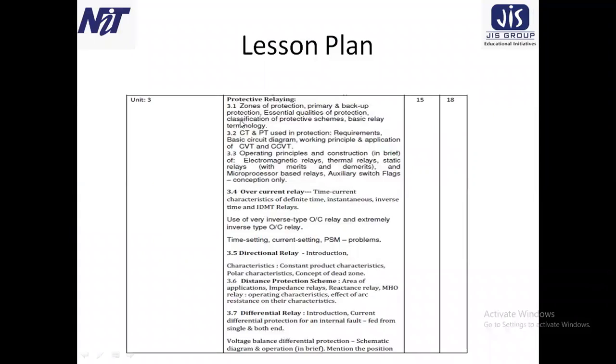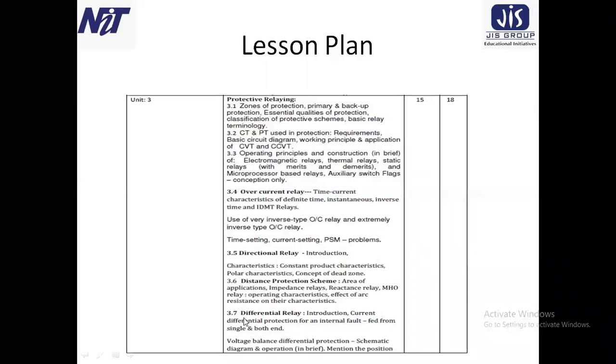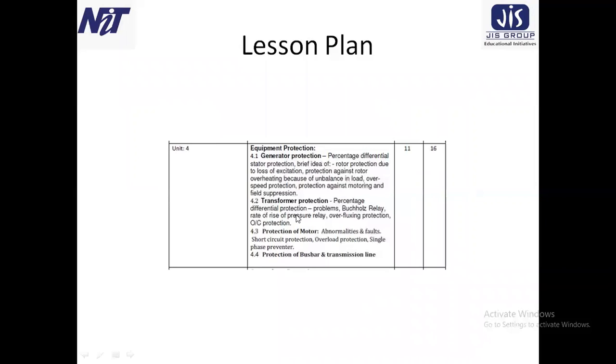Then in unit 3 there are protective relays, like overcurrent relays, the directional relay, distance protection schemes, and differential relay. Finally, in unit 4 there is equipment protection like generator protection, transformer protection, protection of motors, protection of bus bars and transmission lines.